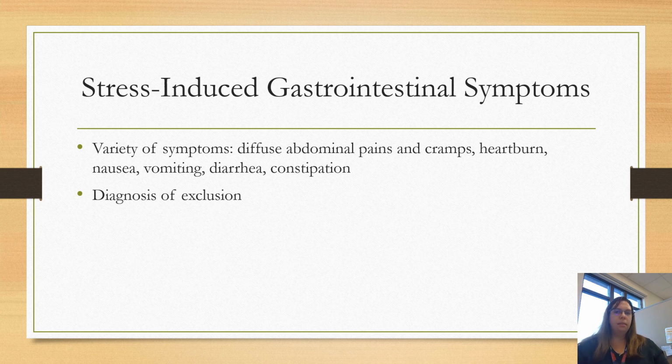So GI symptoms can 100% be stress induced or even anxiety induced. The mind-body connection is really, really strong. And so there can be a huge variety of symptoms, from diffuse abdominal pains and cramping to heartburn, nausea, vomiting, diarrhea, constipation. And it's important that this is a diagnosis of exclusion. What that means is that in order to say that your diarrhea or your heartburn is because of stress, I need to be able to prove that it's not anything else, meaning you need to have a colonoscopy, probably an upper endoscopy as well.